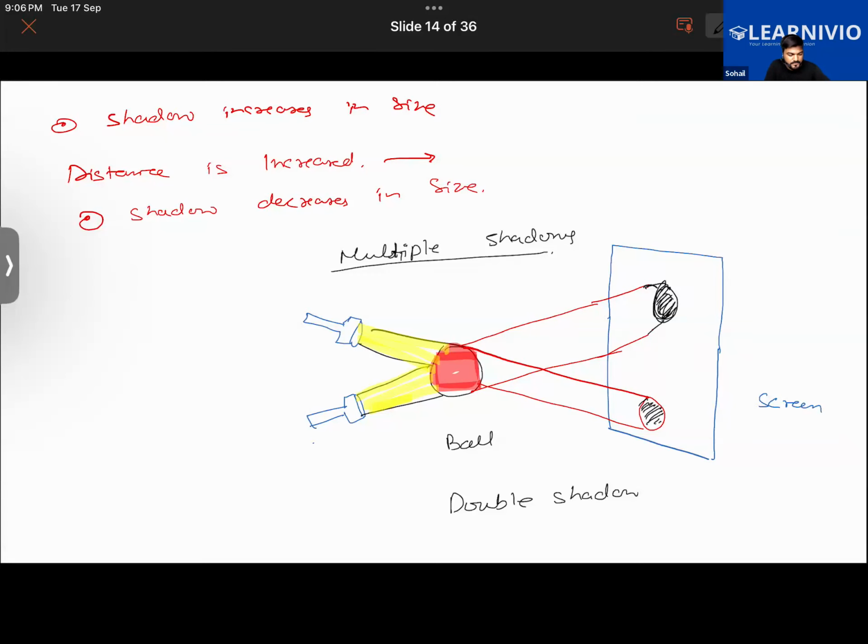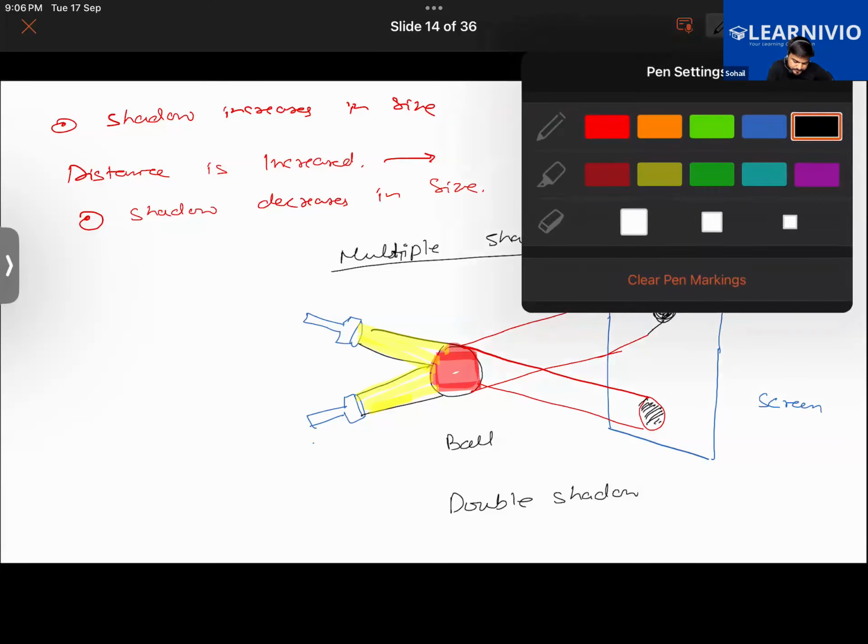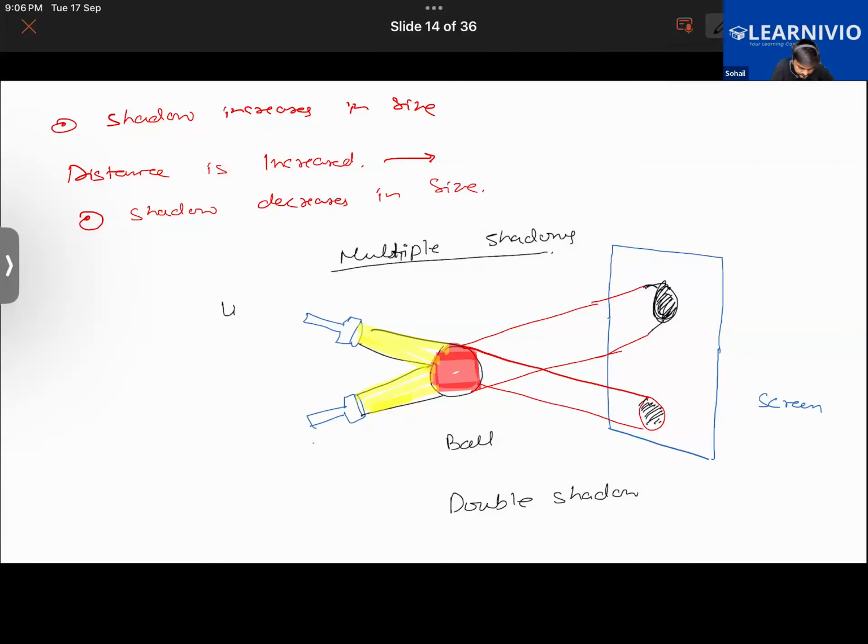Multiple light rays are falling on the wall, so we can see multiple shadows of the wall in multiple directions. Exactly. So multiple light rays are falling on this opaque object from different directions, thereby more than one shadow is formed here. That is one thing.